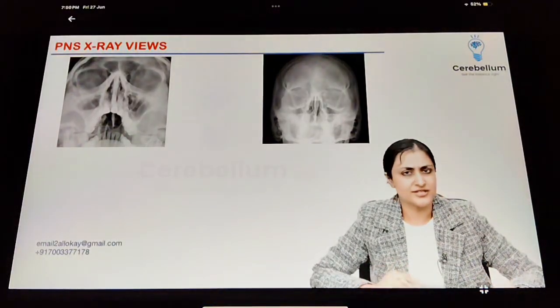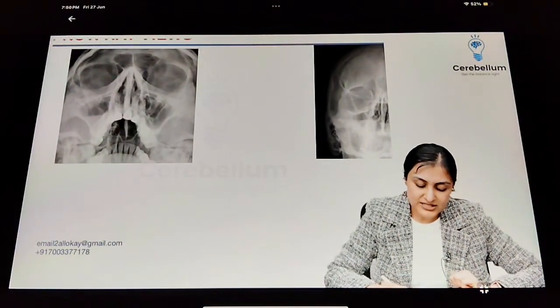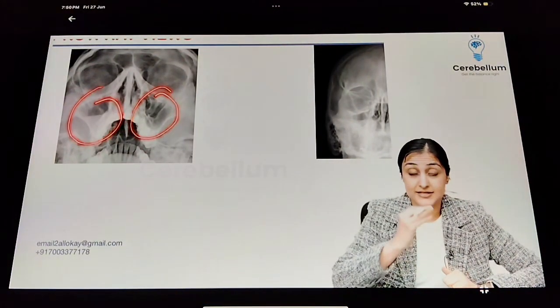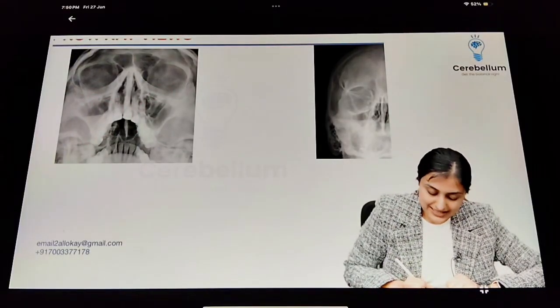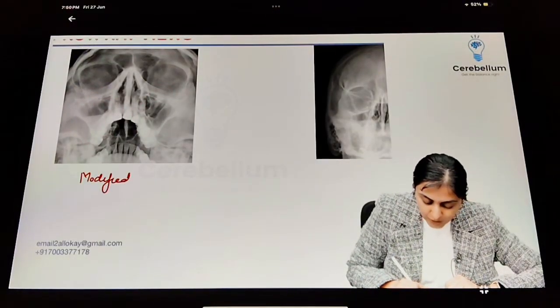Nasal sinus X-rays, just the names, they've been asking this a lot. So what is this here? When you see the maxillary sinuses, right? This is the best X-ray for maxillary sinus. This is a modified Waters view.